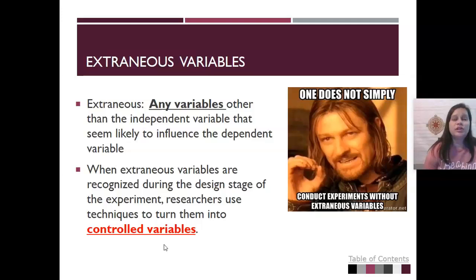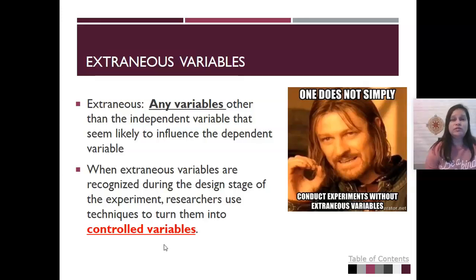So an extraneous variable is any variable other than our independent variable that could influence the results of our experiment. It could influence the dependent variable. So there's always lots of potential things that can interfere with an experiment. And as a researcher, they want to try to predict what are these things that can get in the way of my experiment. If we can recognize them during the design stage of the experiment, then we can try to control them.